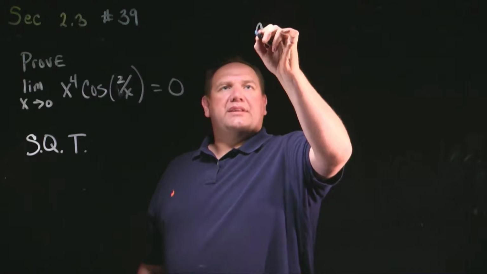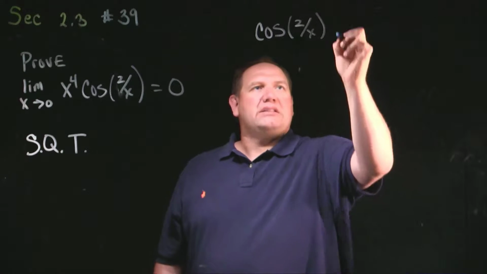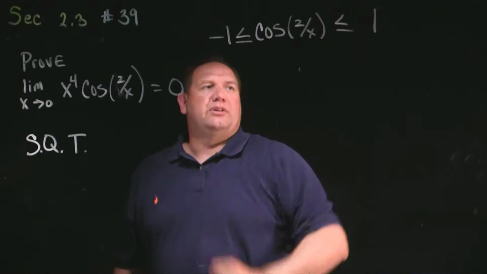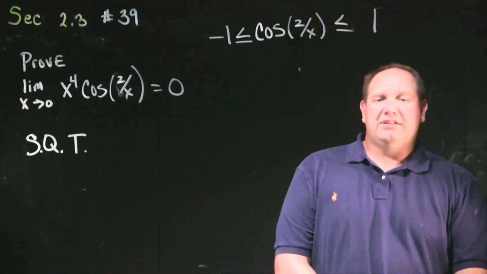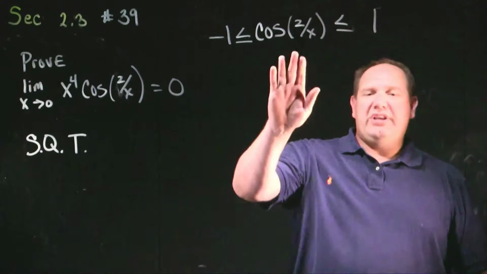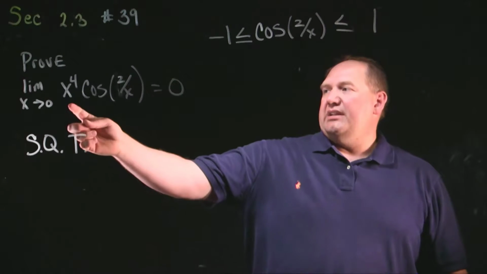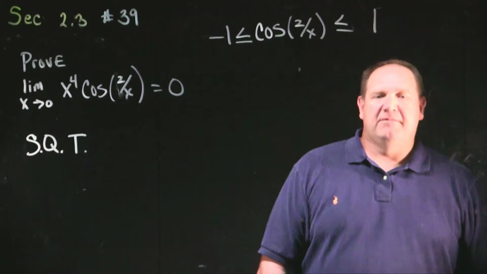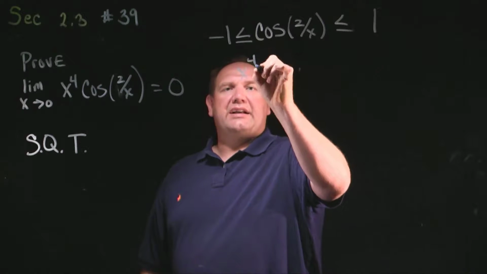I know that the cosine of 2 over x must be between positive 1 and negative 1. We know that from trigonometry. Well, this looks an awful lot like this, with one exception. This has x to the fourth written by it. So what I'm going to do then is multiply every side by x to the fourth.